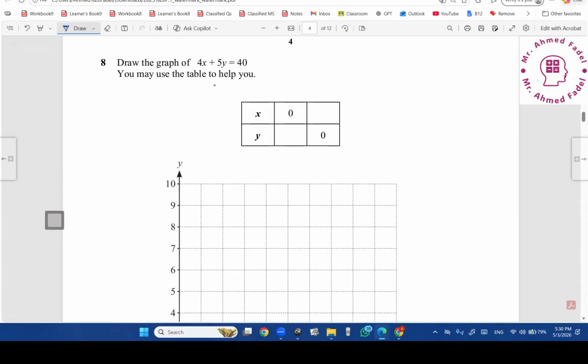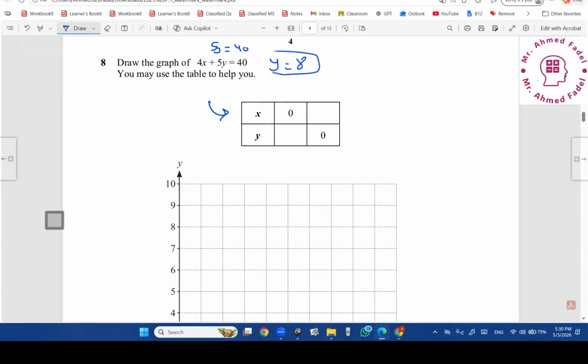Draw the graph of 4x plus 5y equals 40. Well, when x is 0, they actually have given you that table. So when x is 0, 4 times 0 is 0, so 5y is left equals 40. Then y is 40 divided by 5, which is 8.